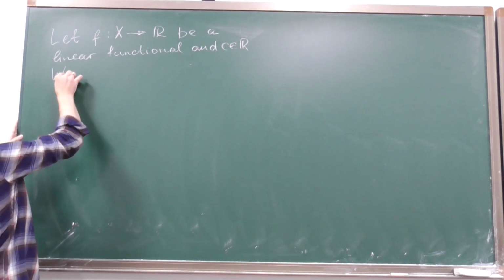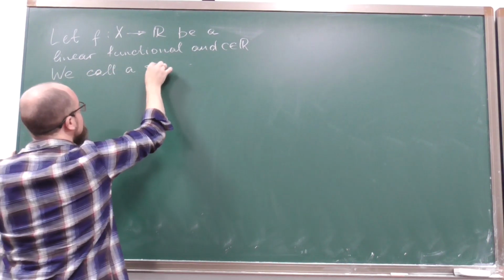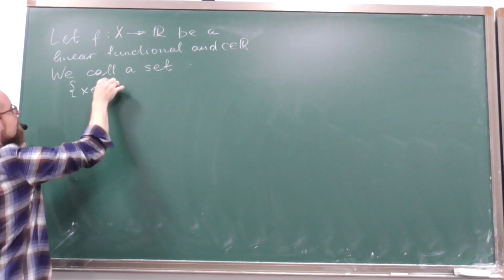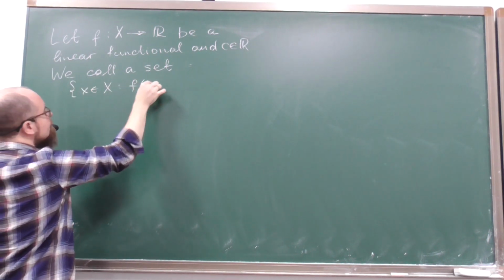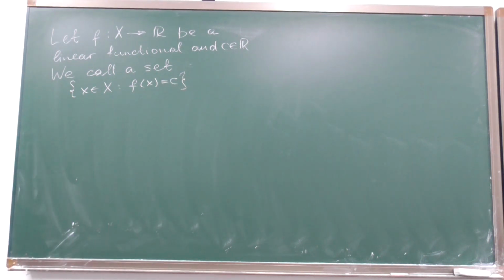And now let us call a set of all x's from X such that f of x equals a constant. So in that example in R3 we call it a plane. Well, this is a generalization, so let us call it a hyperplane.